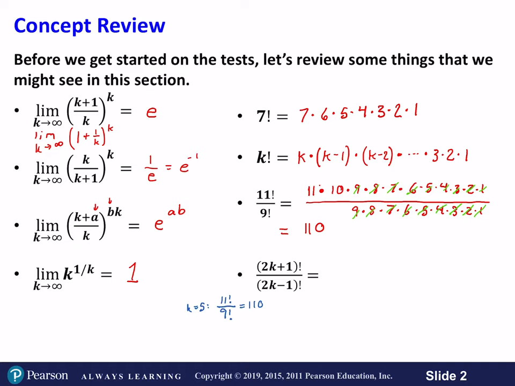So in general, 2k plus 1 factorial should be thought of like this. It is 2k plus 1, that's the integer, times the next smallest integer. If 2k plus 1 is just some number, the number that's smaller than 2k plus 1 is 2k. And the number smaller than that is 2k minus 1. All right, and then we could keep going all the way down to 3, 2, 1.